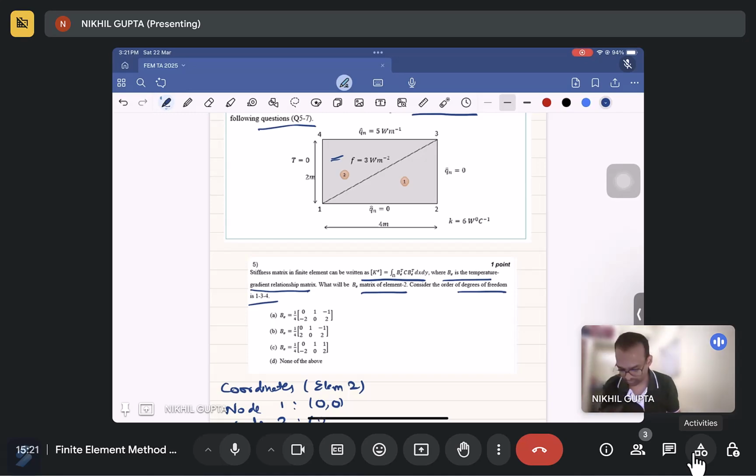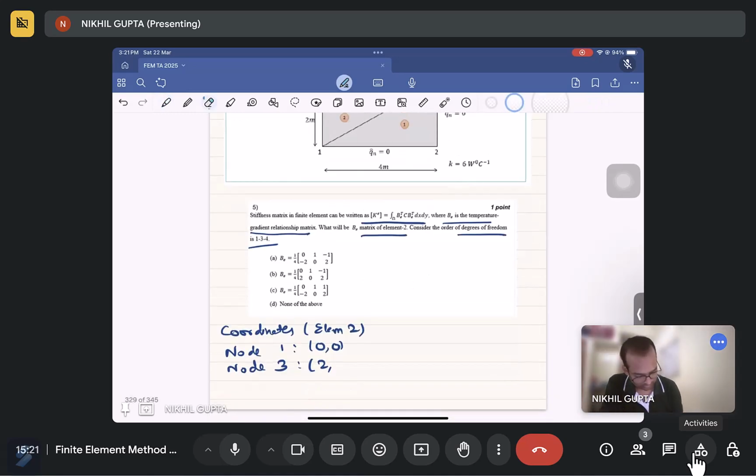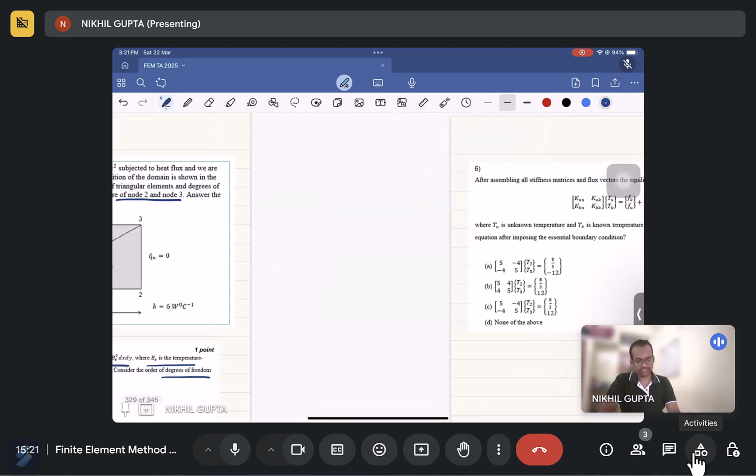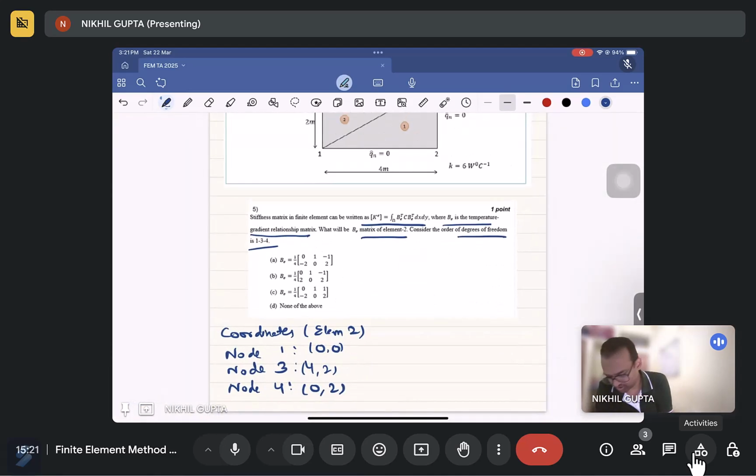Yes, it is 4 comma 2. So node 3 is 4 comma 2. Node 4 is 0 comma 2. Okay, so what I'll do, I'll solve both the elements together, then we'll see, and we'll get the K matrix, because I think we need a K matrix here as well. So let's start solving.